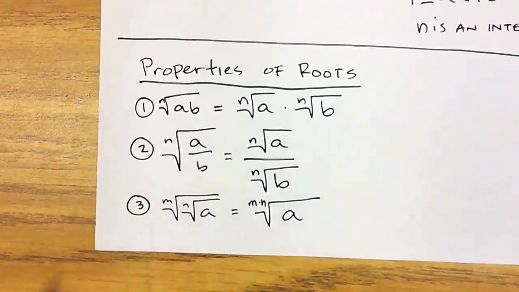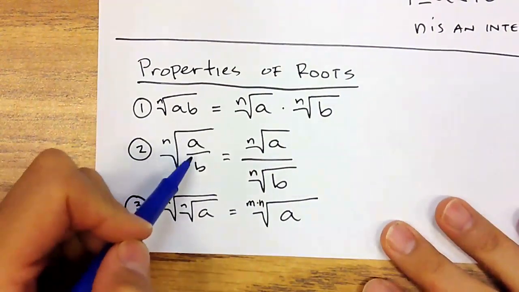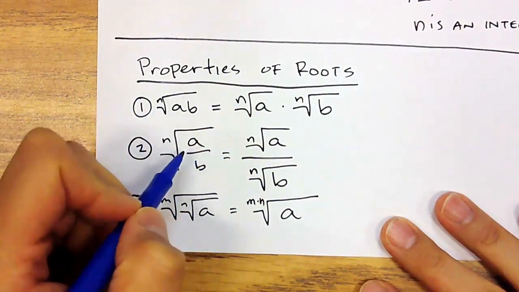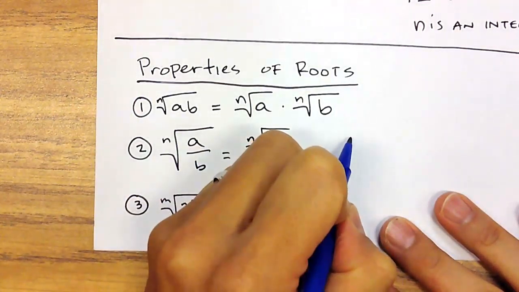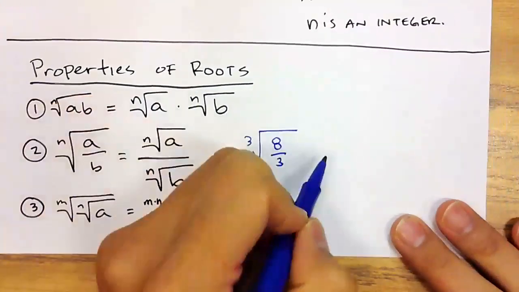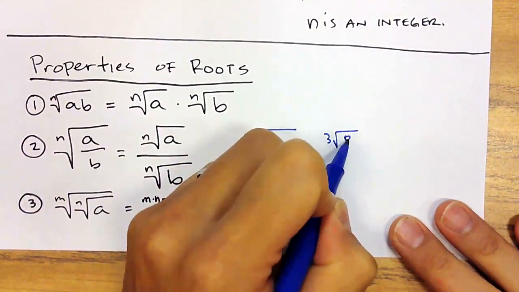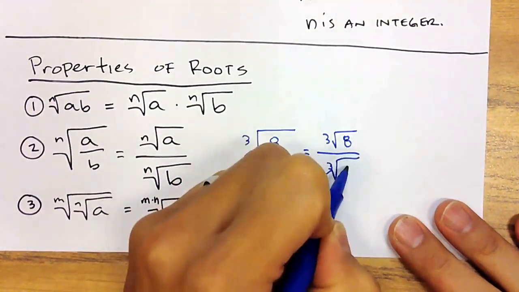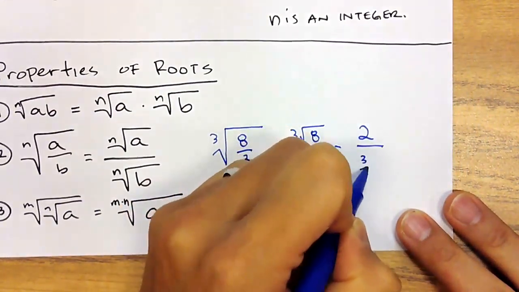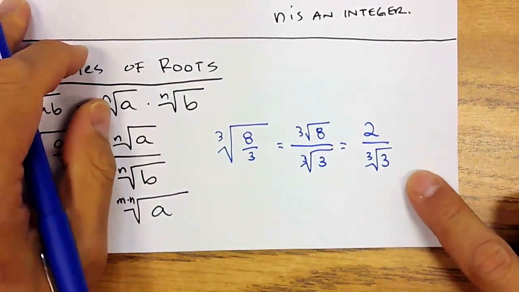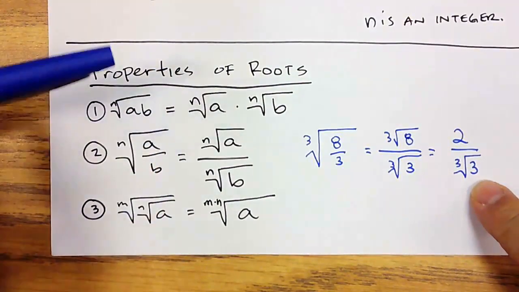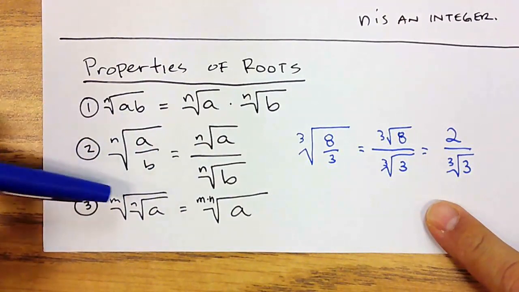Rule number 2 is if we have some type of division, we can split up the roots as well. So if we can simplify, let's say it's the cube root of 8/3, right? Then we can go cube root of 8 over cube root of 3. And the cube root of 8, if you guys know, it's 2. So it's 2 over cube root of 3, and then you have to rationalize the denominator. I'm not going to go over that in the lesson, but you guys should know that in your previous classes.